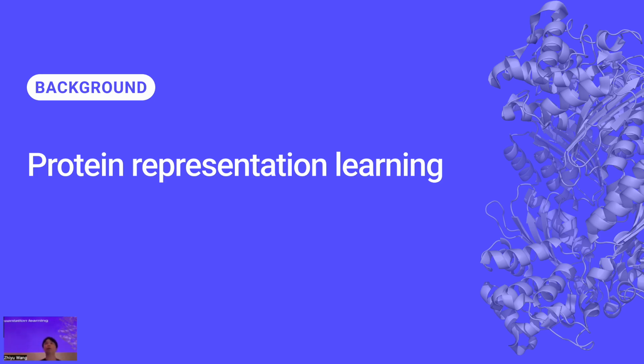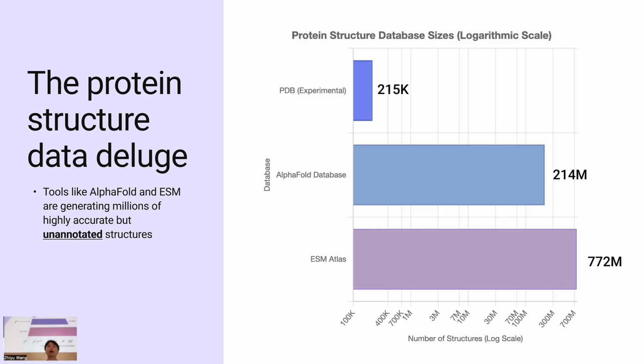Now, let's discuss protein representation learning. I believe that most of you have already seen the impressive work of AlphaFold, which predicts millions of protein structures just based on their sequence and evolutionary information. Up to date, we already have 200 million protein structures stored in the AlphaFold database, which is 1,000 times more than the experimentally determined structures stored in the Protein Data Bank. And this is still not the largest dataset we have. For example, the ESM Atlas has more than 3 times more protein structures hosted compared to the AlphaFold database.